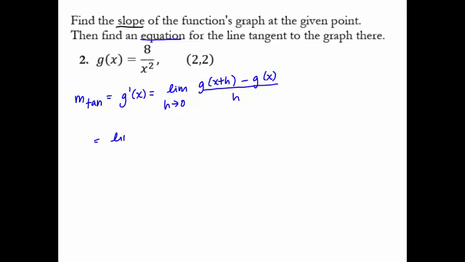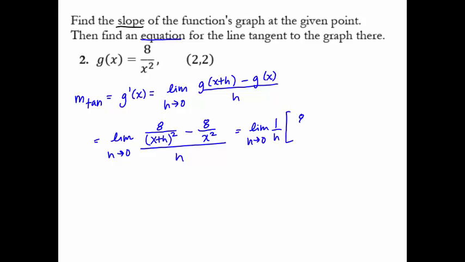So the limit as h approaches 0, g of x plus h is 8 over x plus h squared. We simply substituted x plus h where x was in the original function, minus 8 over x squared, which is just g of x, the original function, and then all of that divided by h. I prefer to write that this way, the limit as h approaches 0 of 1 over h times 8 over x plus h squared minus 8 over x squared, just so I don't have fractions in my fractions.